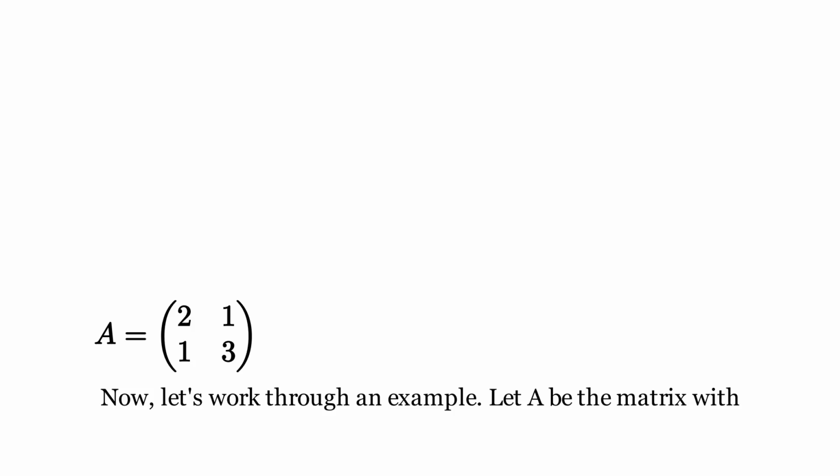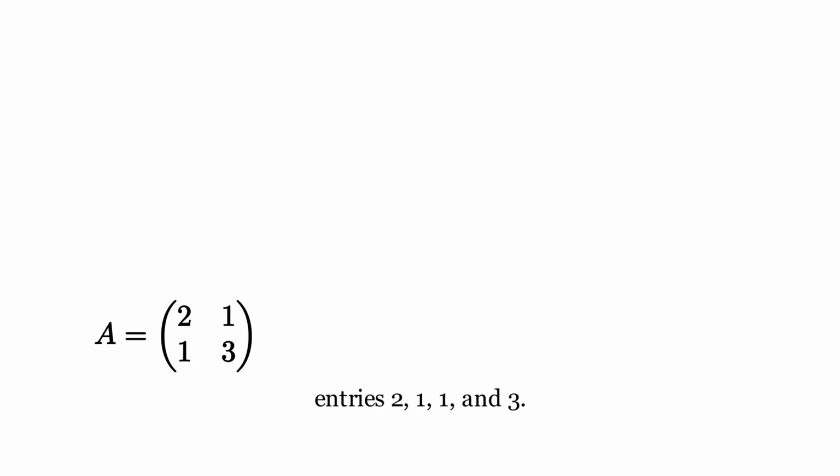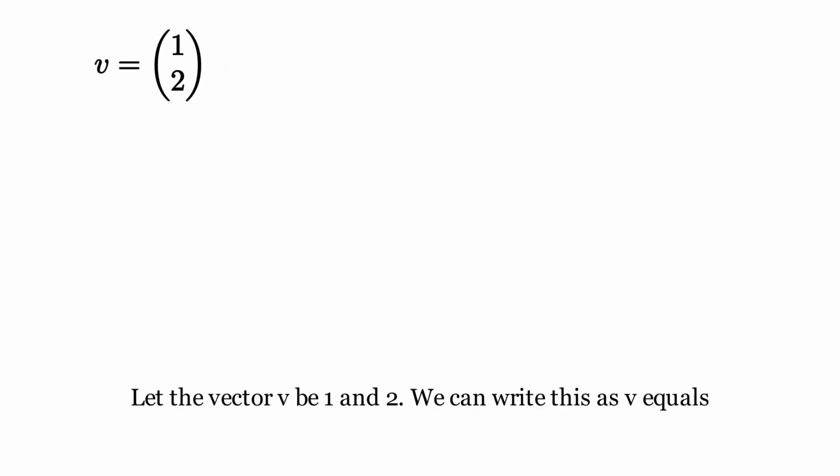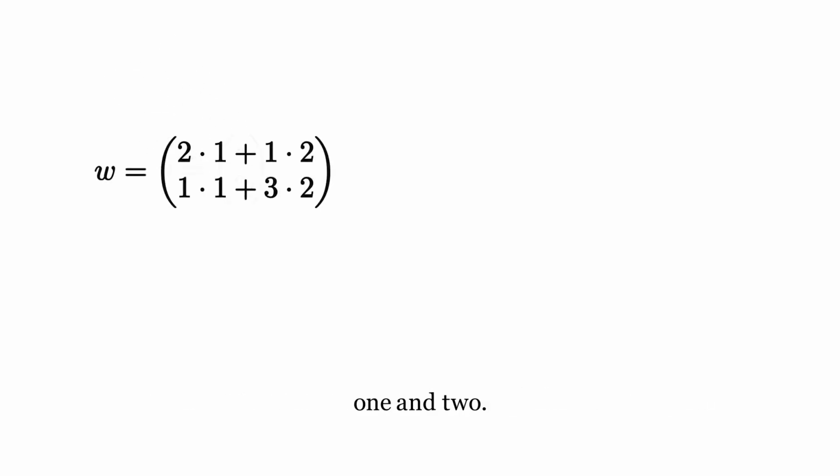Now let's work through an example. Let A be the matrix with entries 2, 1, 1, and 3. Let the vector v be (1, 2). We can write this as v equals (1, 2). Now we will calculate w by multiplying A and v.